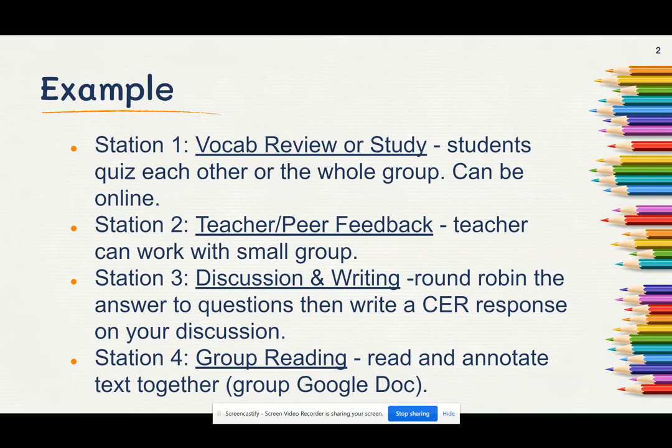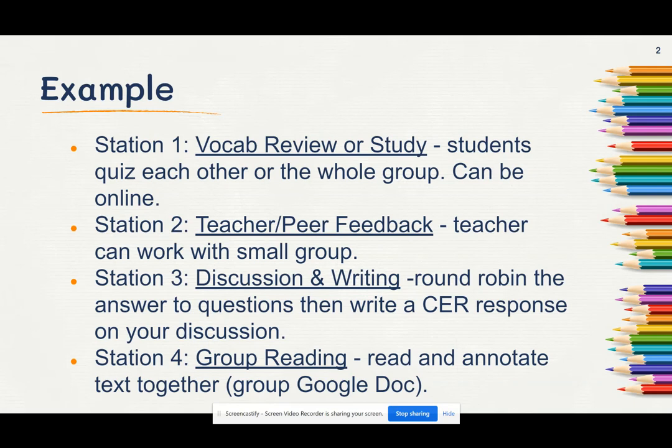Station 3 can be a discussion and then writing. So a lot of times when you're doing a discussion station, you're going to use the round robin approach. They round robin a question, and then they summarize what the discussion was about, or they do a claim, evidence, and reasoning response to the discussion that they have talked about. So they're getting to talk to each other and then also the writing all in one station.